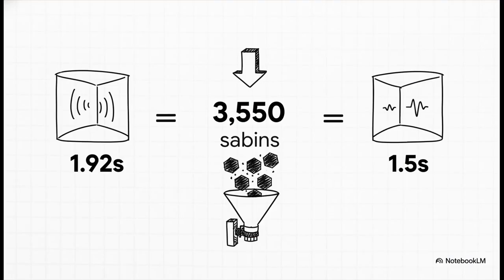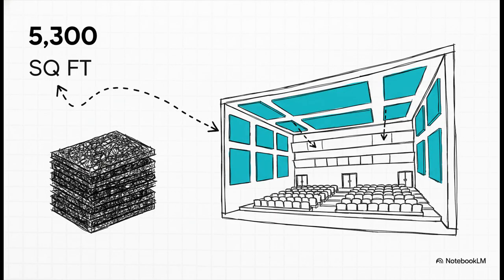Well, the math tells us exactly what we need to do. To get our reverberation time down from that echoey 1.92 seconds to our target of 1.5, we need to add 3,550 units of sound absorption. And that unit, by the way, has a name. It's called a Sabin, named after Wallace Clement Sabine, who was basically the father of architectural acoustics. So, what in the world does adding 3,550 Sabins actually mean in the real world?